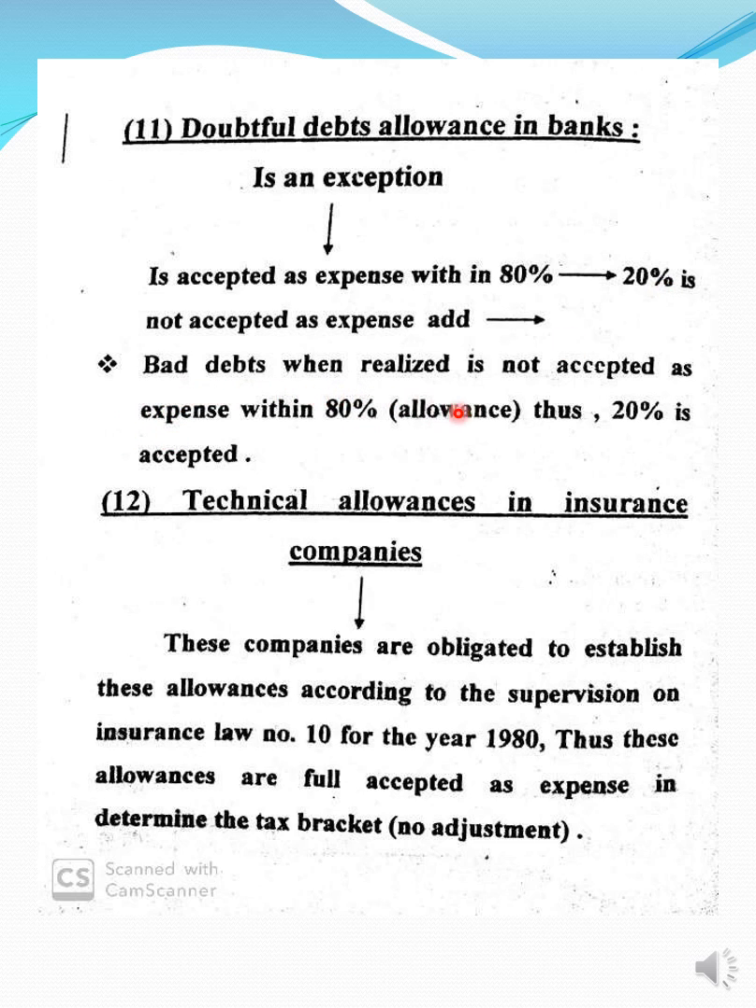Bad debts allowance, when realized, is not accepted as expense within 80% of the allowance, thus 20% is accepted. So if we had the item bad debts allowance, 20% is accepted, the opposite of the doubtful debts. To summarize this confusing item again, we have doubtful debts allowance and bad debts allowance. Doubtful debt allowance is accepted with 80%, but bad debts allowance is accepted only with 20%, the opposite of it.